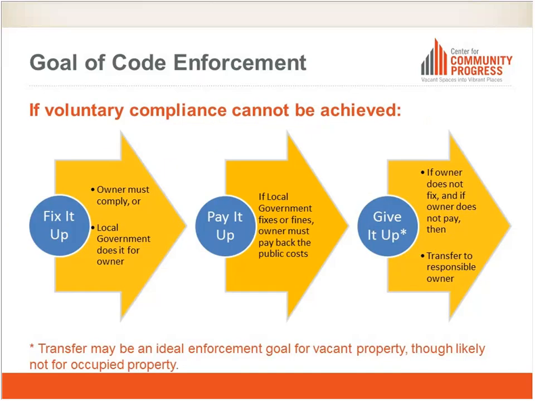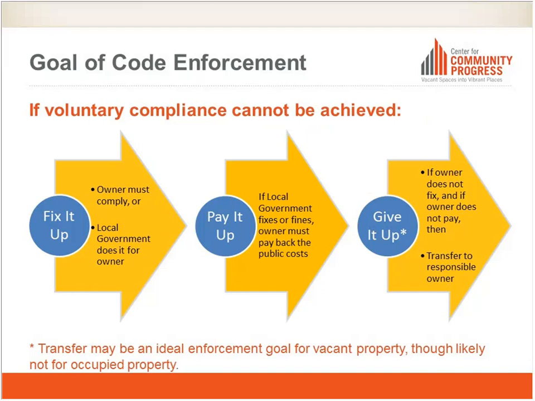Well, and here's the problem for everybody else. What happens when we can't get what we want there? One way to look at it is an approach that Community Progress often advocates for, which is called fix it up, pay it up, give it up. And this is an approach that often works best for vacant properties. We also have to recognize the difference between vacant properties and occupied properties, and recognize that when we're talking about those two things, we're talking about two different sorts of strategies and approaches.